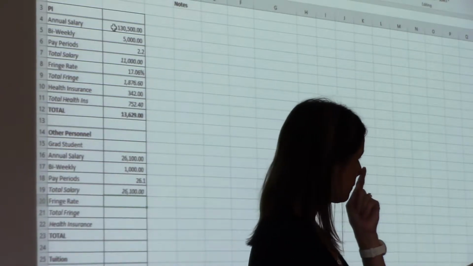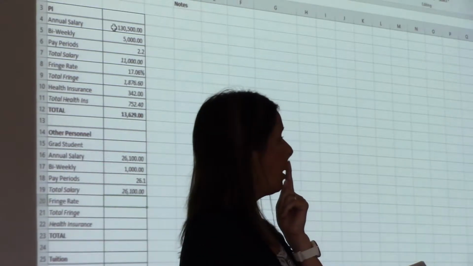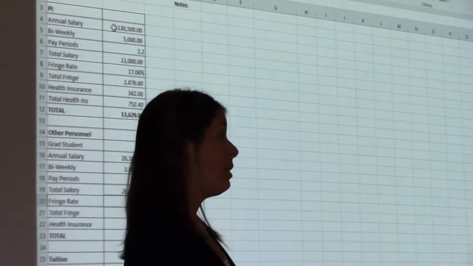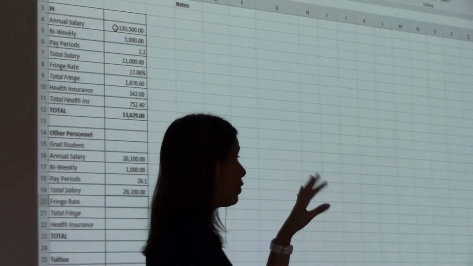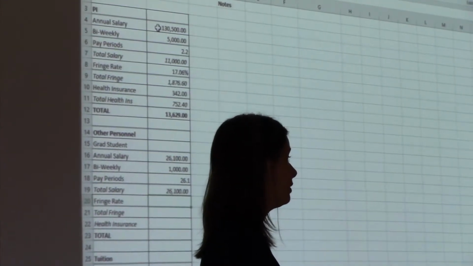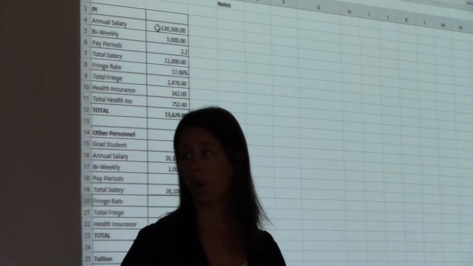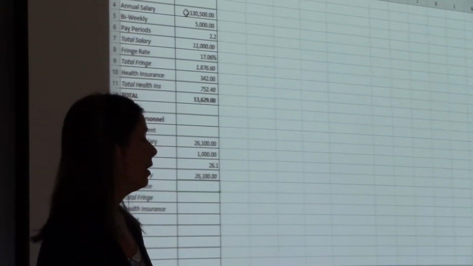And if you don't know, what do you suggest? If you don't know the amount that they're going to make, I would say historically, what are you currently paying your grad students? Or look at the minimum. Or the minimum. Yeah.